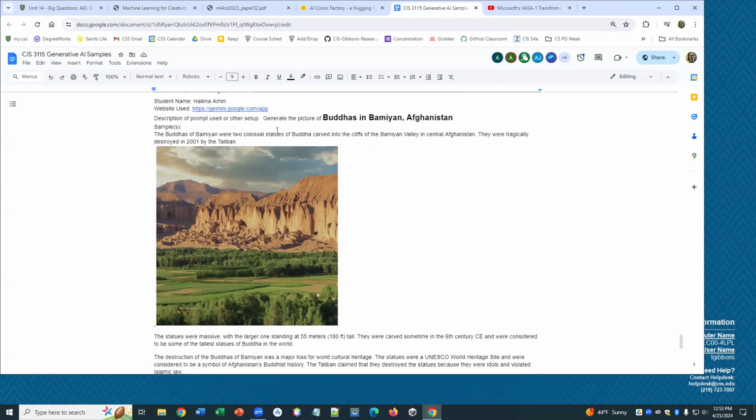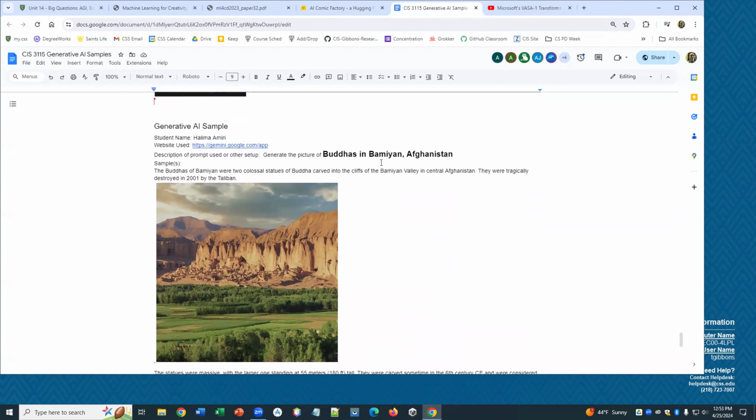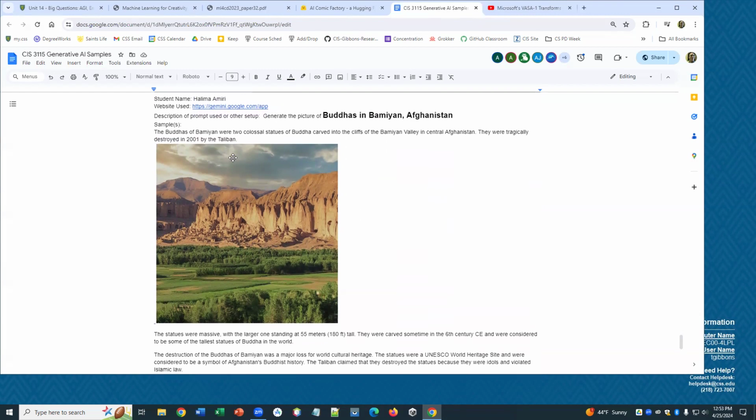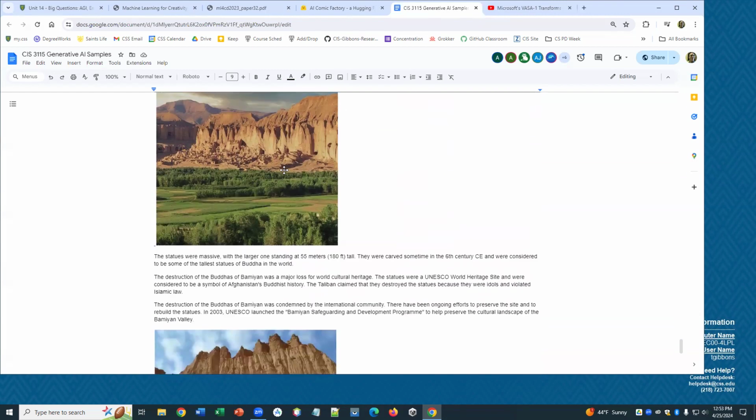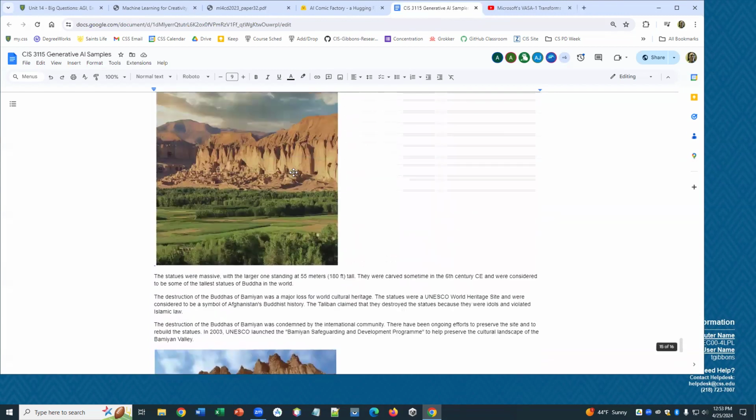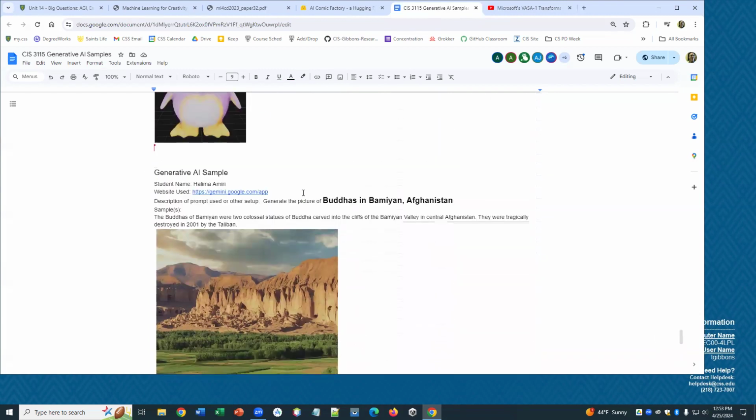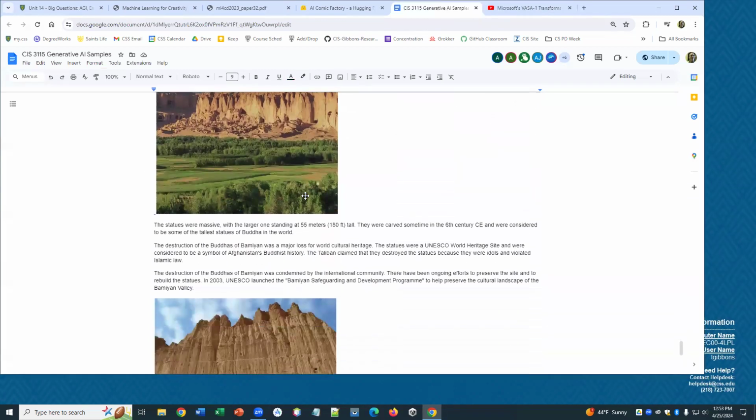And here we got this generated picture of these mountains in Afghanistan. Halima, have you seen these mountains? Okay. And are these similar to that? Wow. So yeah, you got an article and pictures of it.